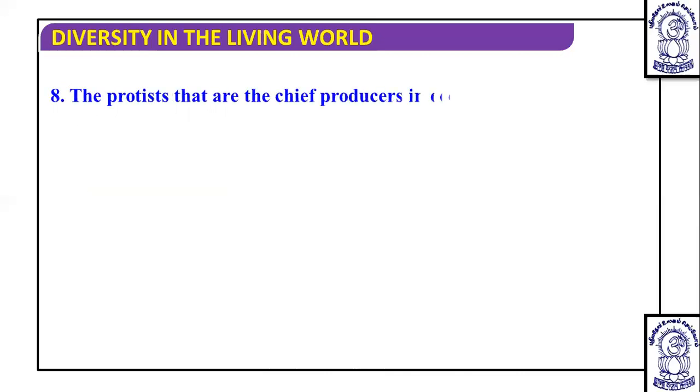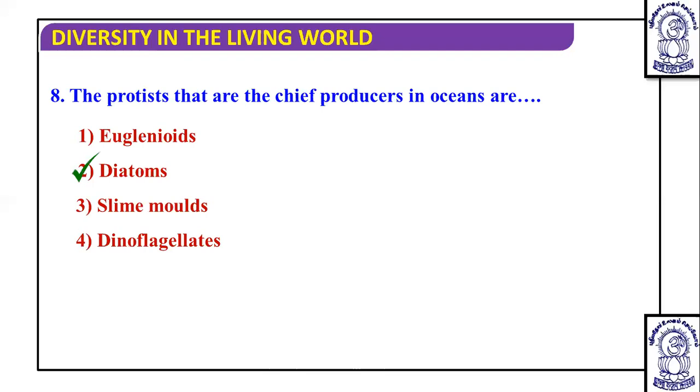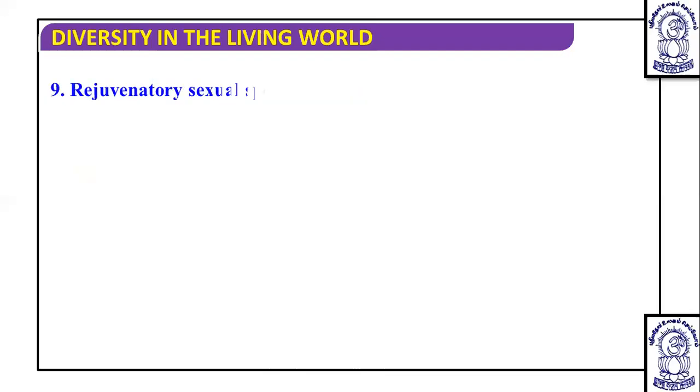Then, the protists that are the chief producer of the ocean. This is a question which was asked in NEET. So we remember the chief producers of the ocean are nothing but diatoms. That is given in NCERT.